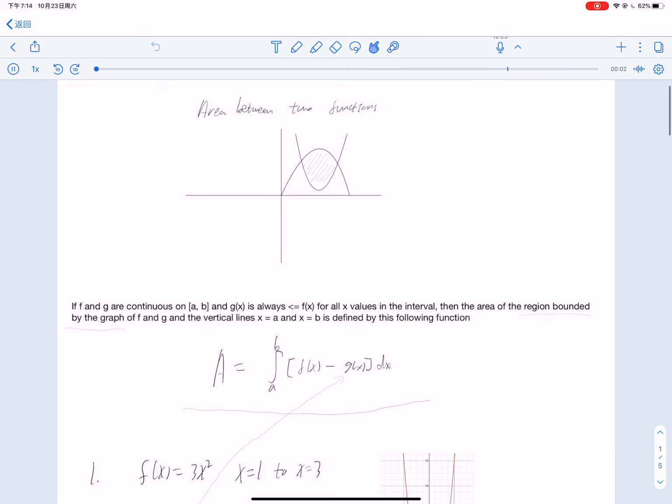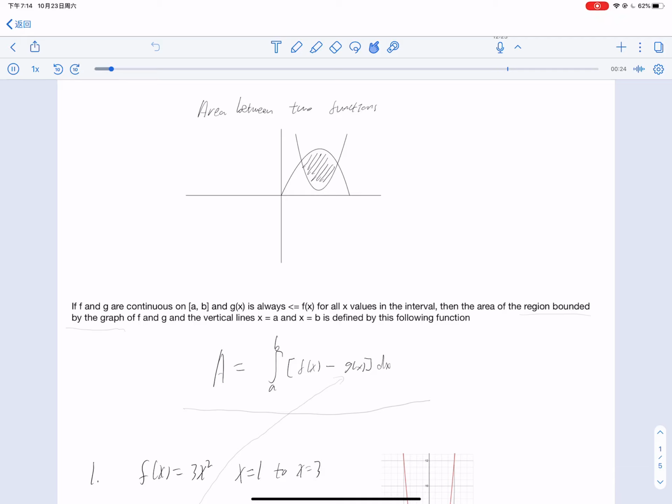Hi everyone. Today we're going to talk about how to calculate the area between two functions. So essentially in AP Calculus AB and AP Calculus BC, you need to know how to calculate the shaded region, which is the area between two functions. So to define this process, we can begin with this definition.